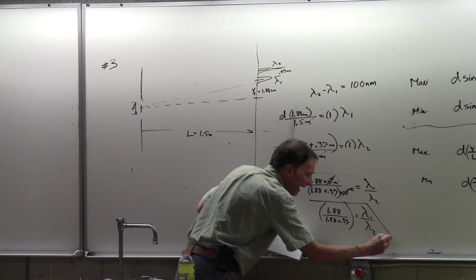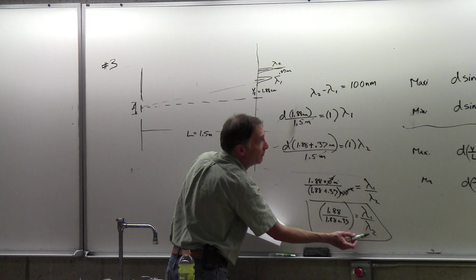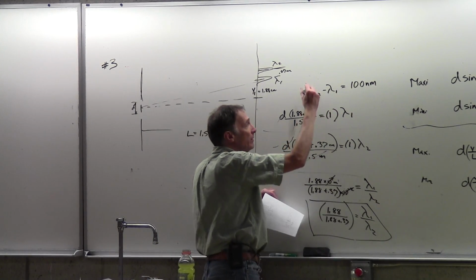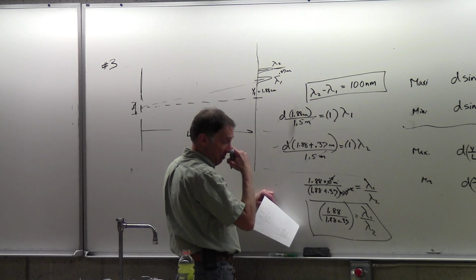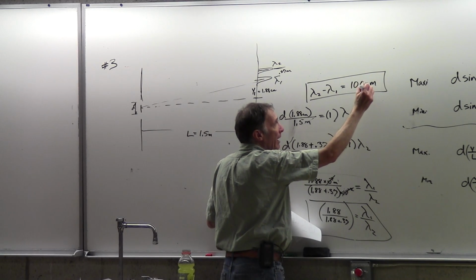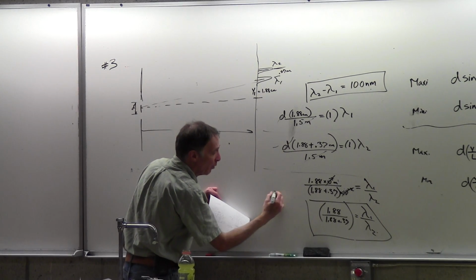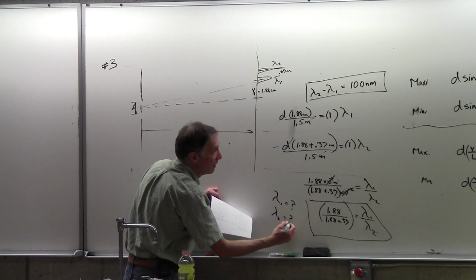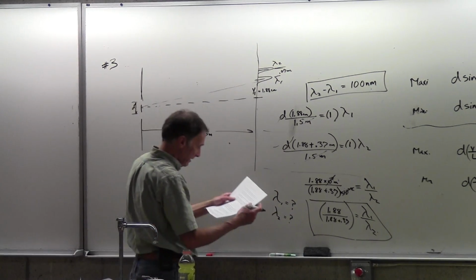So I've got that. Now the thing is, of course, we don't know lambda 1, we don't know lambda 2. But we do know this difference is 100 nanometers. So anyway, I think it's an algebra problem now. Between this and this, we should be able to solve for both lambda 1 and lambda 2. So okay, this is this idea.